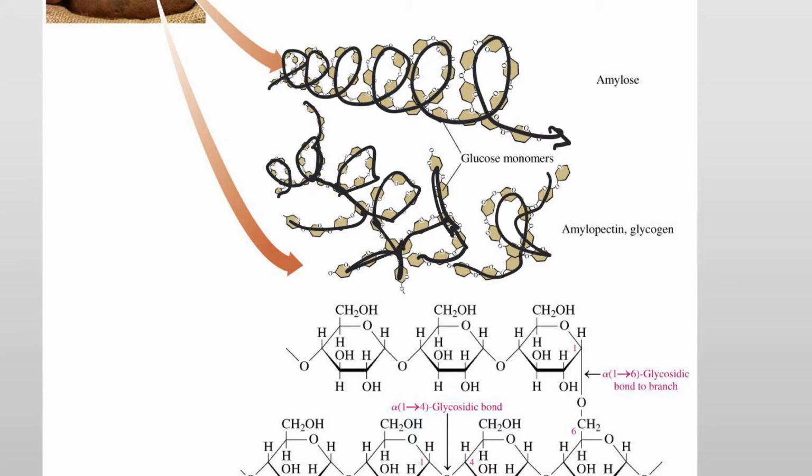When you ingest starch, your body breaks apart each of the monomeric units of the polymer and converts them into glucose in the acidic solution of your stomach. Okay, and starch is primarily used for energy storage.